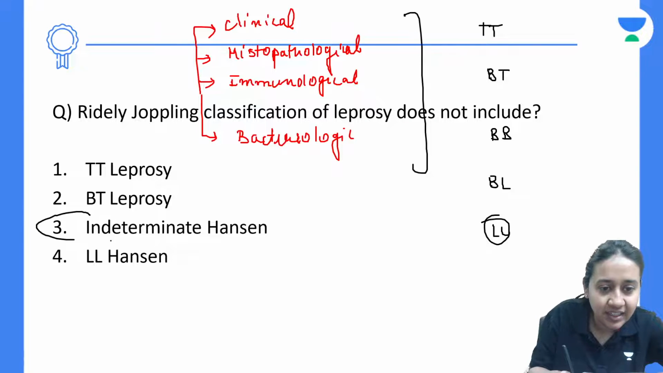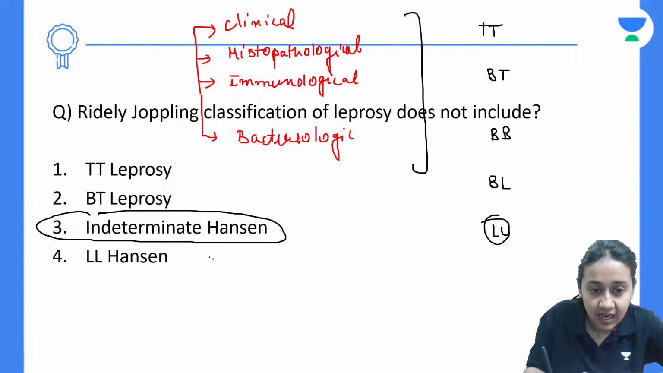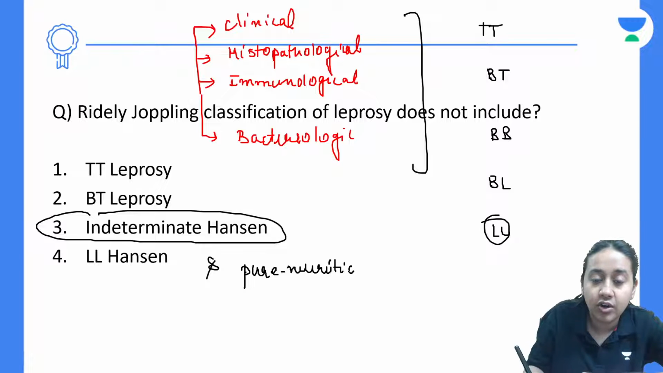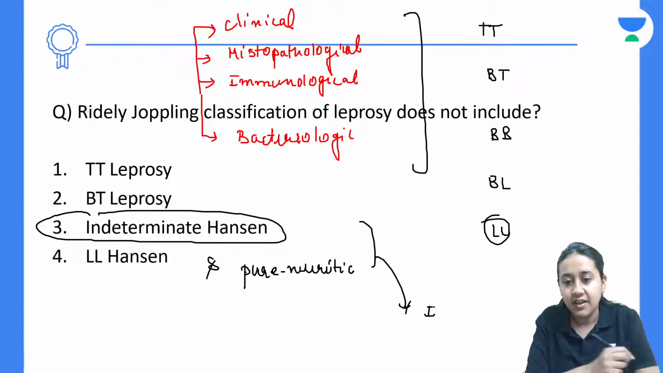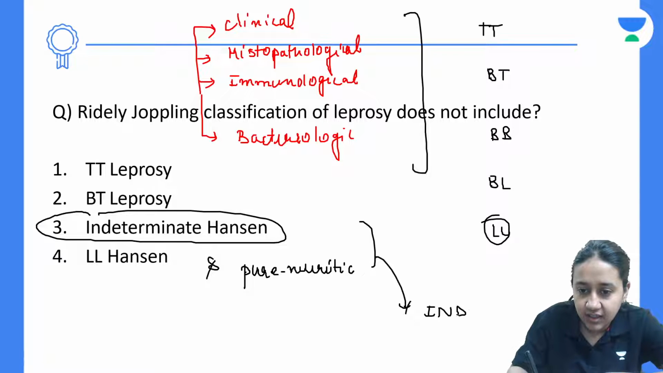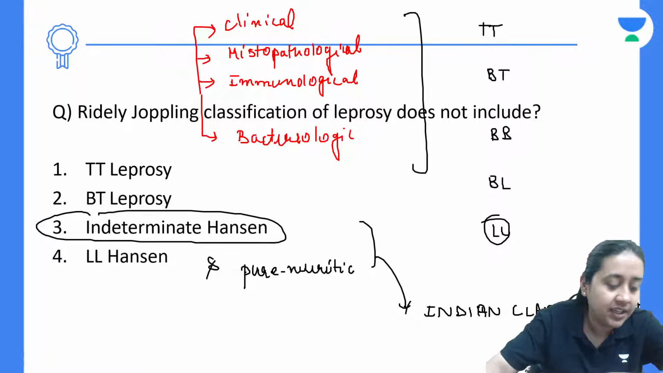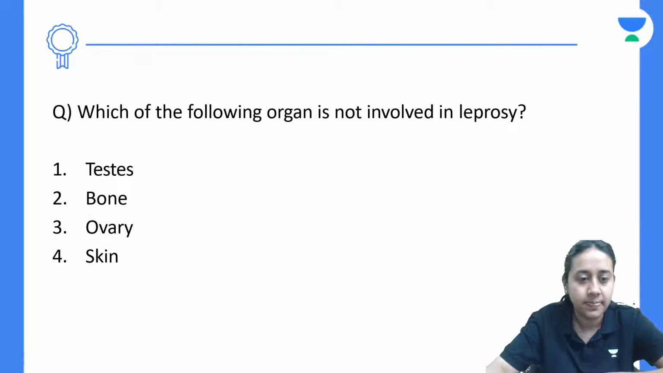Please remember indeterminate Hansen's and pure neuritic are not the part of Ridley-Jopling. Instead, they are the part of the Indian classification system.